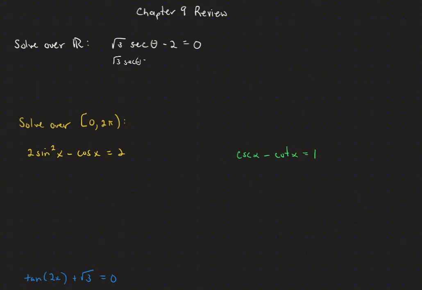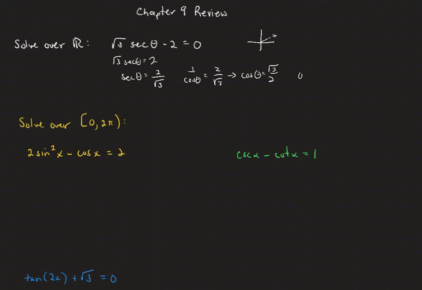So we'll start by adding the 2 to the other side, and then we'll divide by the square root of 3. Don't rationalize, because we can see that secant theta is the reciprocal of cosine. So we can take the reciprocal of both sides of the equal sign and get cosine theta is square root of 3 over 2. So hopefully we recognize that, and cosine is equal to square root of 3 over 2 in quadrant 1. It's going to be at pi over 6.